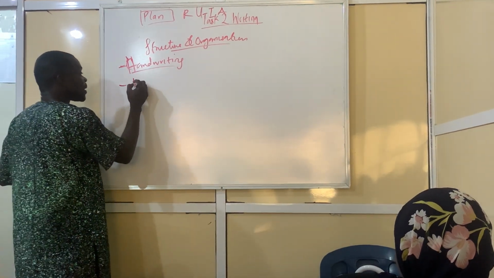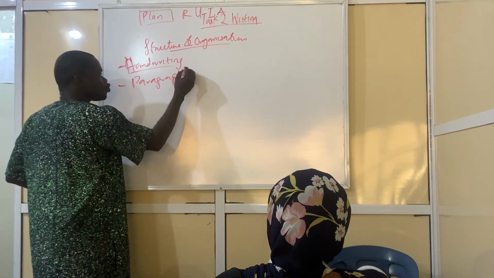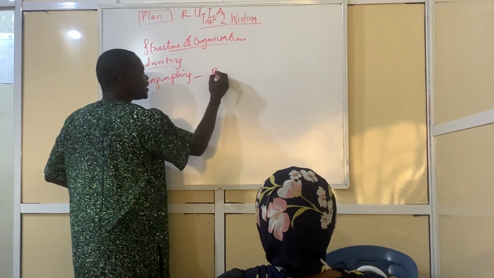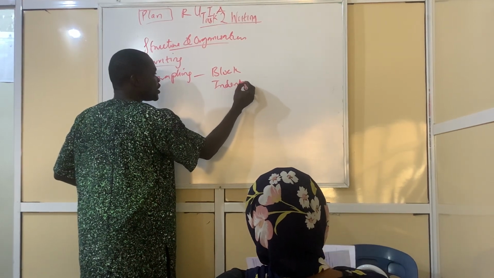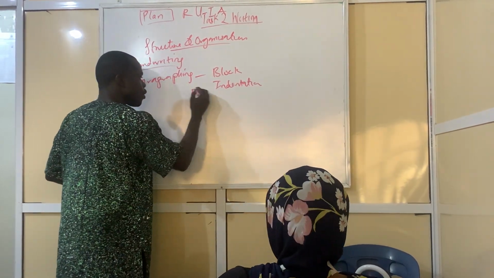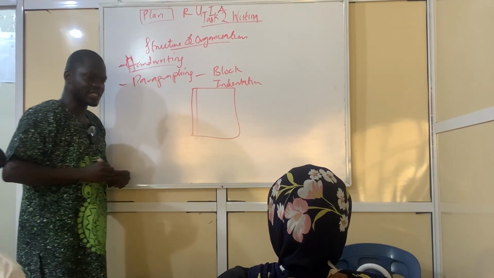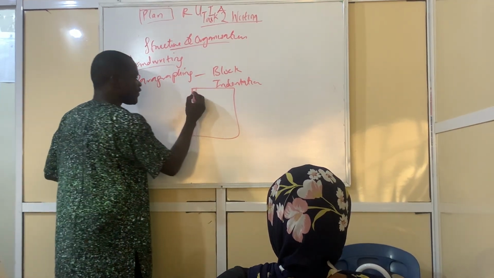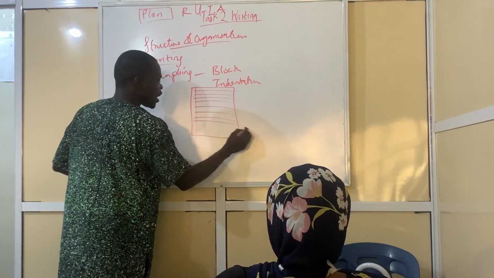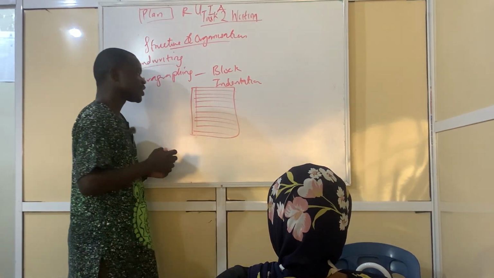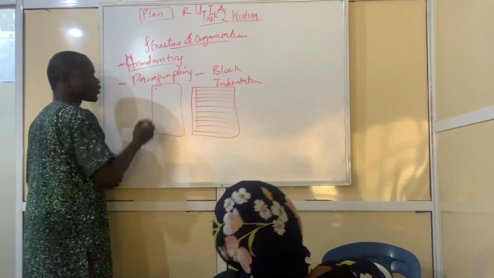Then the second one is paragraphing. Now, there are two major paragraph styles: there's the block and there's the indentation. Now, if this is your book margin, there should be a line like this on it, and then you have the normal lines like this. But if you are on a system, you will just have it like this normally, and then you have your cursor here.